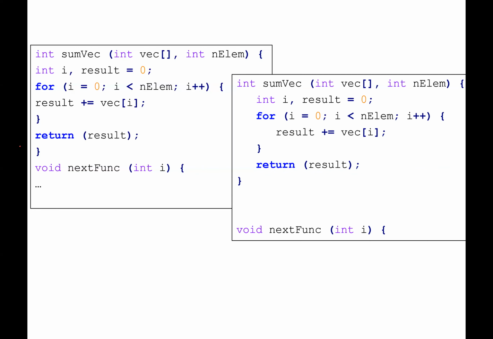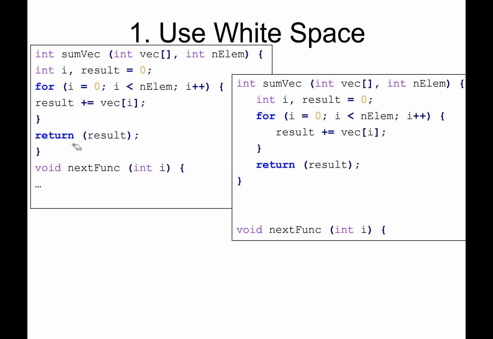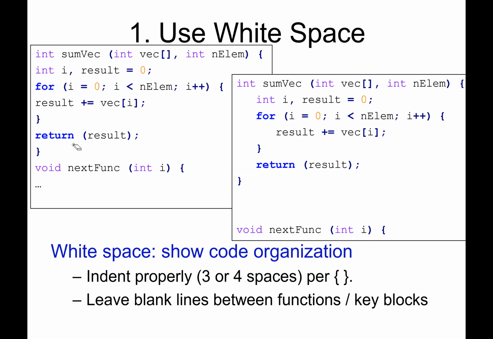Also, notice I didn't have any vertical spacing. So we put in vertical spacing, much better. Always do that. So use white space. Spaces are cheap, blank lines are cheap. So indent it properly and use blank lines to separate functions and to separate blocks of code.